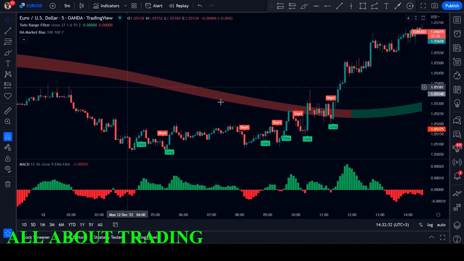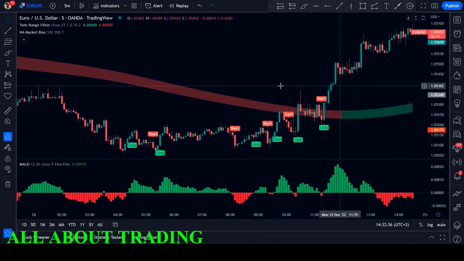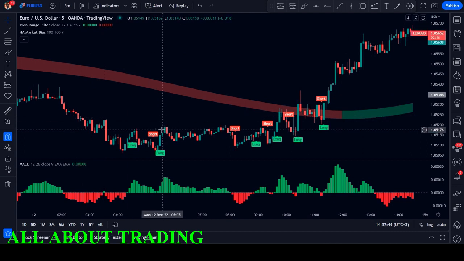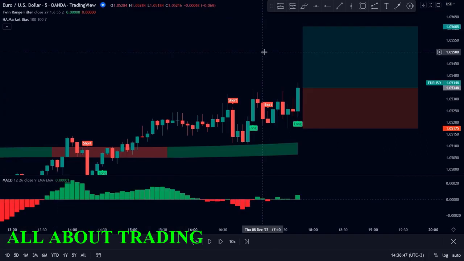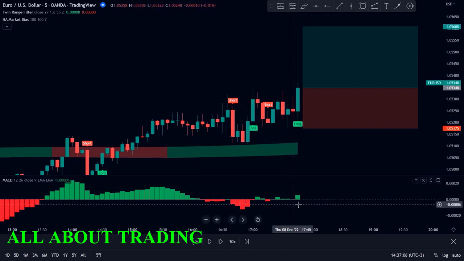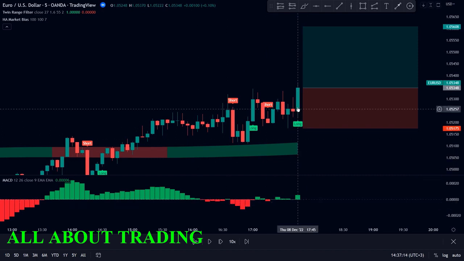Now this indicator will be our overall trend identifier. When it's green, we only take long trades. When it's red, we only take short trades. Now let's go over the conditions for entering trades. To enter a long trade, first, the market bias indicator should be colored in green to indicate an overall bullish trend. Second, the histogram of the MACD indicator should be colored in green like this. And then the last condition is for the twin range filter to print a long signal.